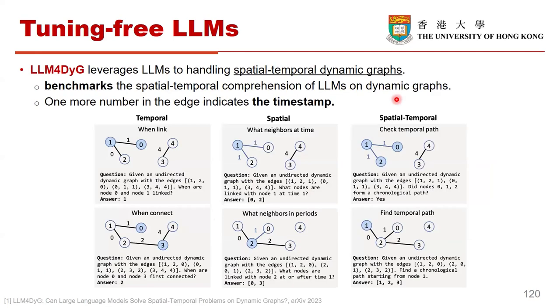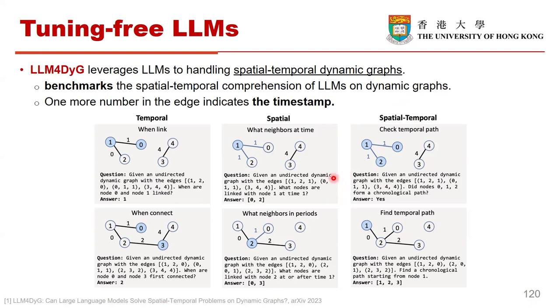Okay, so let's go through the next paper. And also the last one I want to introduce about the 23 large models is the large models for dynamic graphs. The average large models handling in the next step is the spatial temporal dynamic graph. So as we see in many works, the first step is to design tasks to benchmark the large language models. So I will first introduce what's the difference between the spatial temporal dynamic graphs and the general graphs.